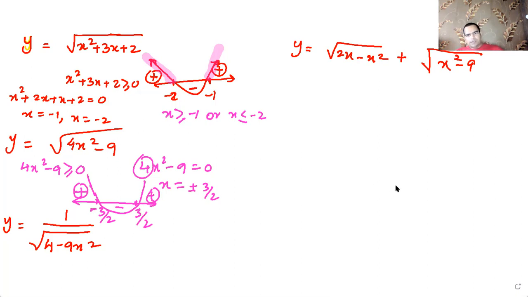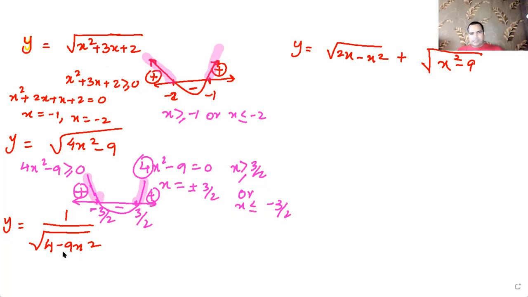So when you find the final answer, the range that you need is basically this range, which is here. So the correct answer for this one is x greater than or equal to 3 over 2, or x less than or equal to negative 3 over 2. So that's the answer for this one.